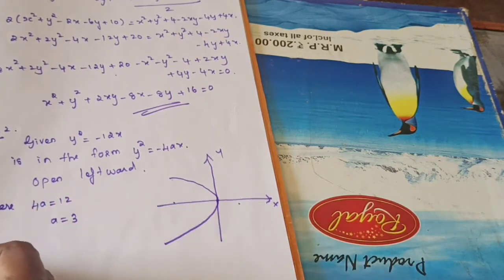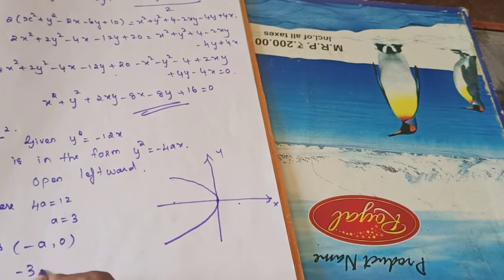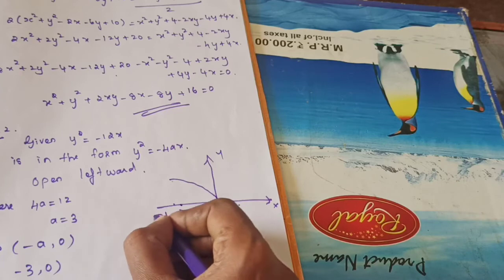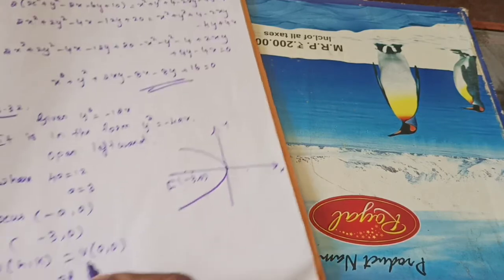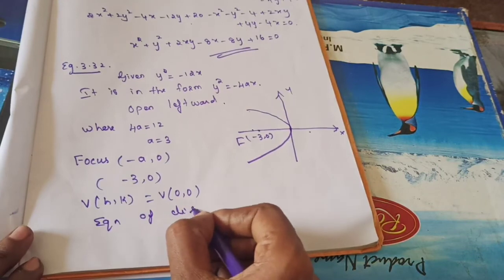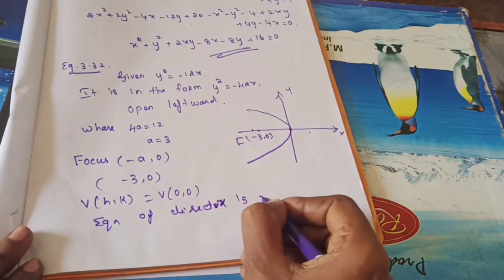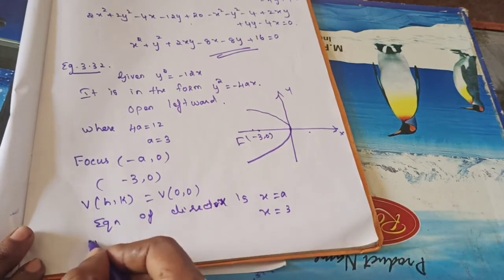So what's the focus formula? Focus (minus a, 0). So what's the value? (Minus 3, 0). Is it right? It is the focus. Then next one, vertex. V of (h, k) equals vertex. What's the formula? (0, 0). Next, what did they ask? Equation of directrix. What's the formula for the equation of directrix? x equal to a. What's the value? x equal to 3.